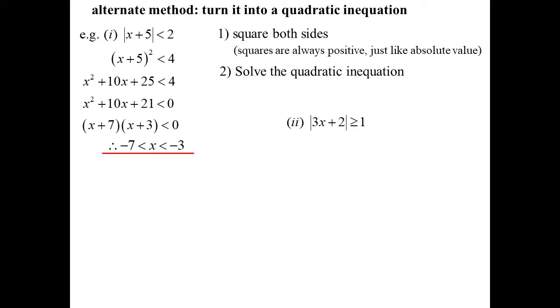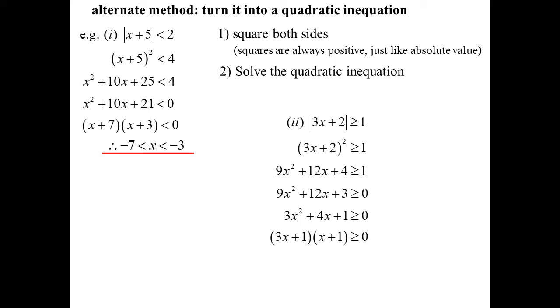Let's try the second one. It's the same idea. Well, I'll square both sides. And what do you know? I've ended up with the same critical points, we call them. And so x is less than or equal to negative 1, or greater than or equal to minus a third.